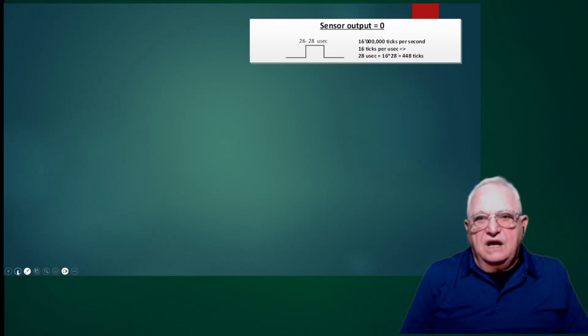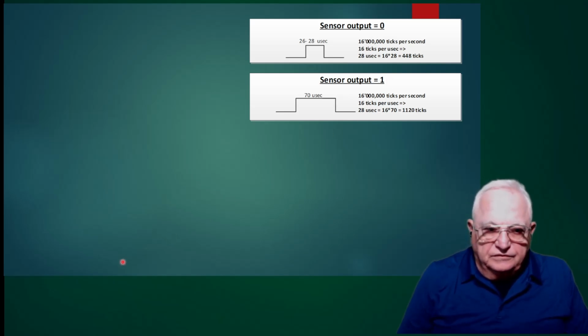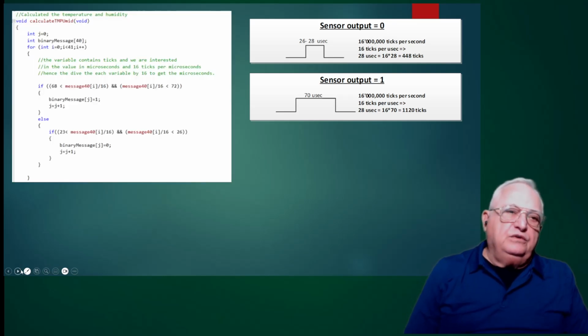Now let's look at the sensor output equal to 0. If it is between 26 and 28 microseconds, which is 448 ticks by the way, the sensor output is going to be 0. If it is 70 microseconds, the sensor output, I have to evaluate it as a 1. So let's see how we do this.